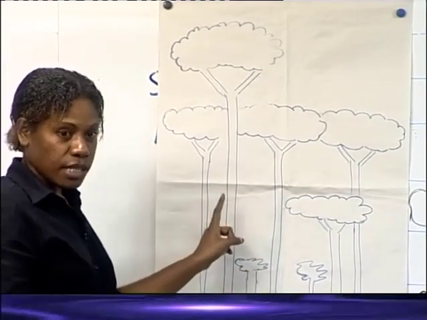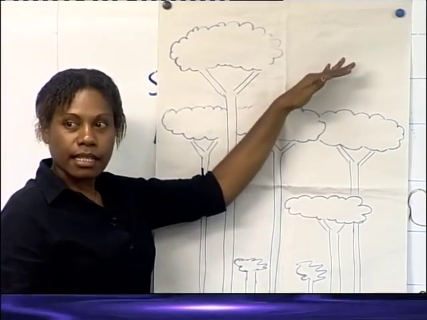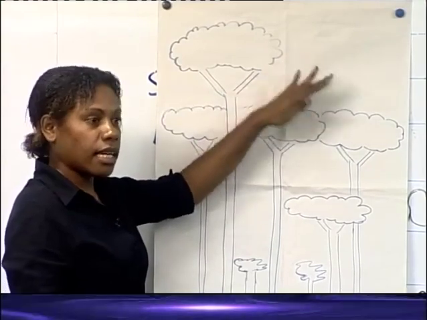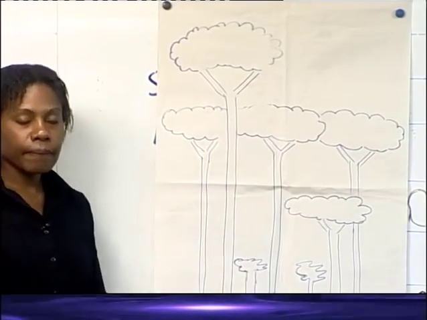All right. So you draw a simple diagram of the rainforest. And then beside it you label your features. Okay. Where's the forest floor? Where's the shrub layer? The emergent? The canopy.